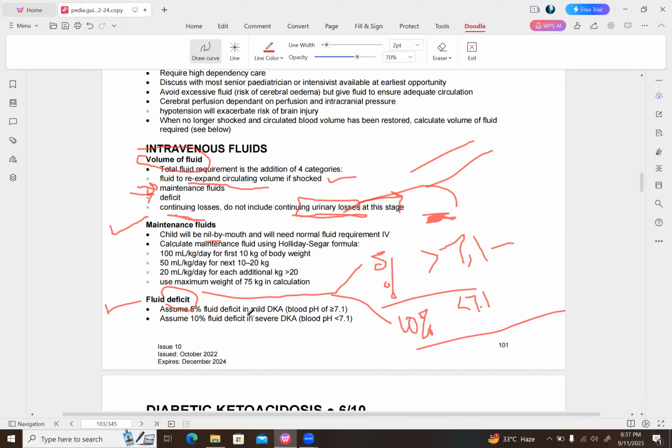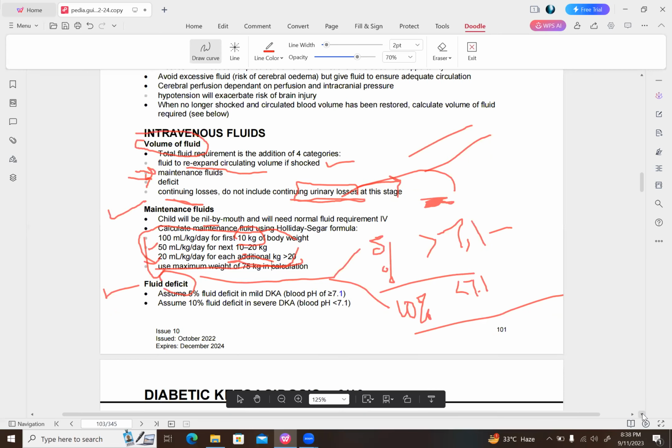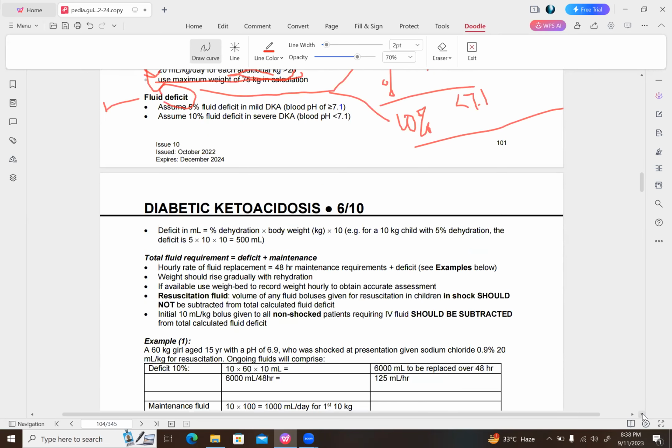This is the deficit. How do you do the maintenance? We did so many times in pediatrics that for the first 10 kg you give 100 ml. For the next 10 to 20 kg, you give 50 ml. And then for each additional kg above 20, you give 20 ml. All right. This we all pediatricians are familiar with. This is the formula of maintenance fluid, and deficit you can calculate with this Holliday-Segar formula. I am going to show you this formula.